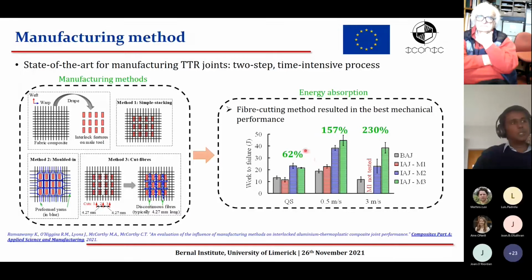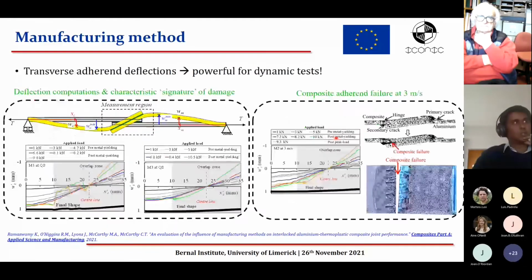Interestingly, what we found was that the fiber cutting method resulted in the best mechanical performance. I know that this will raise a lot of eyebrows within the composite research community because cutting intentionally damages the fibers, but we have an explanation here.